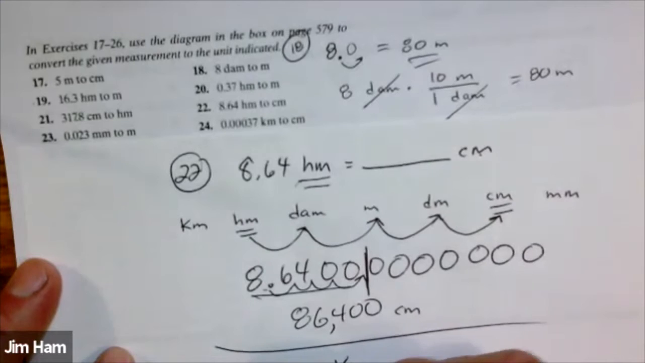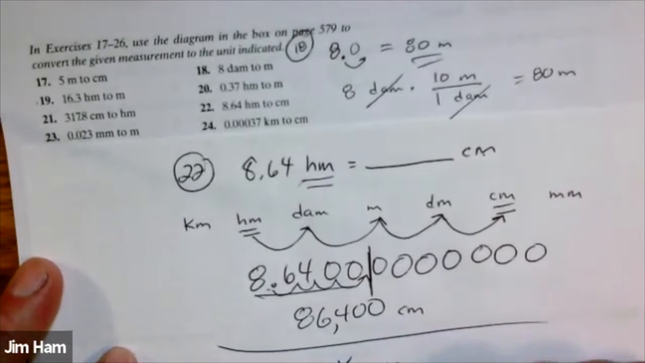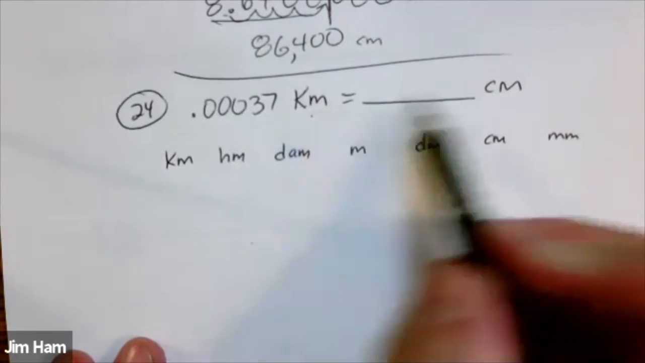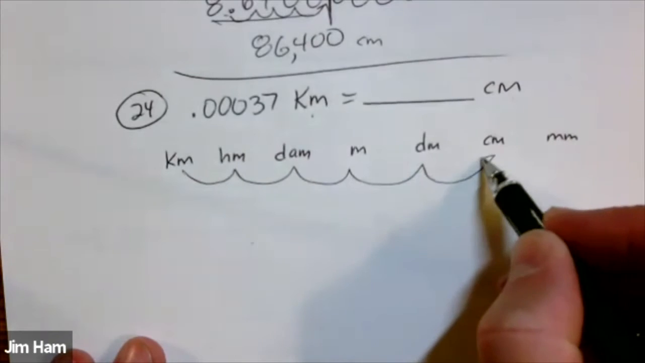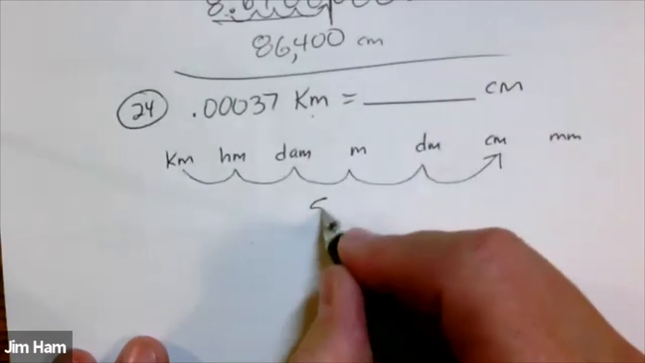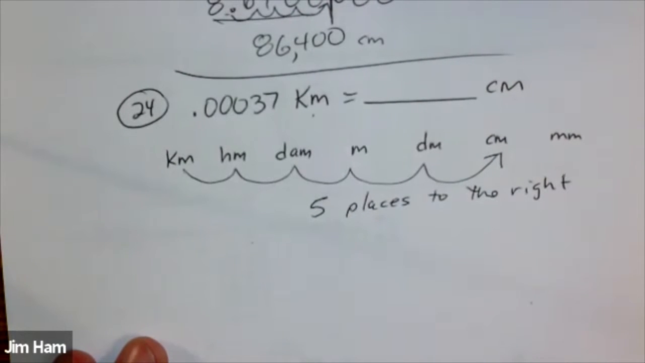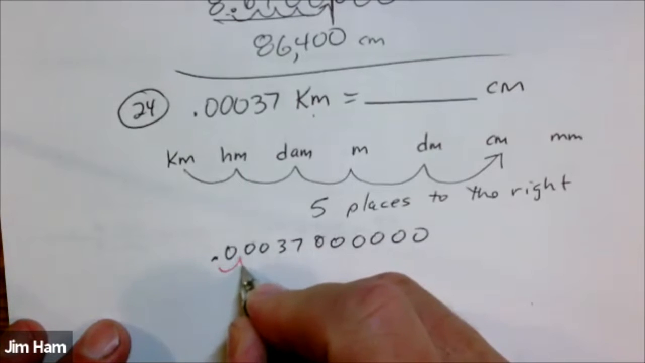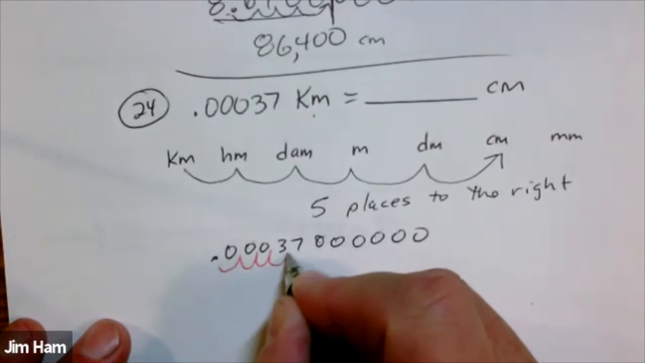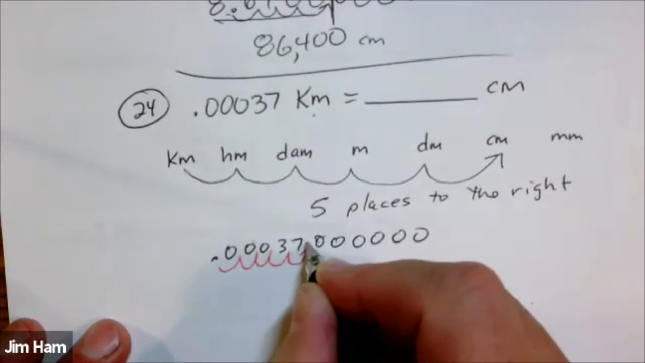0.00037 kilometers is equal to how many centimeters? So we're going from kilometers to centimeters. 1, 2, 3, 4, 5. 5 places. So we're going to move our decimal point 5 places to the right. We'll start with the decimal point where it is and go 1, 2, 3, 4, 5. And that's where it ends up.